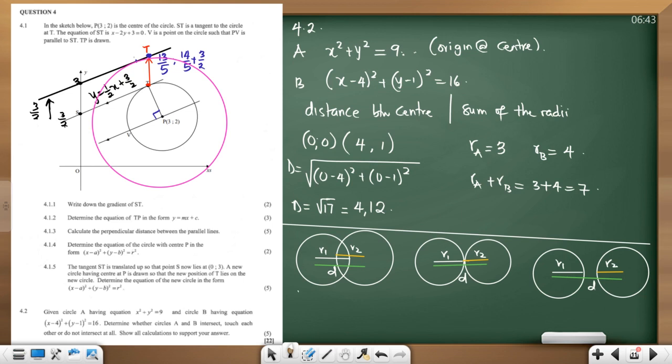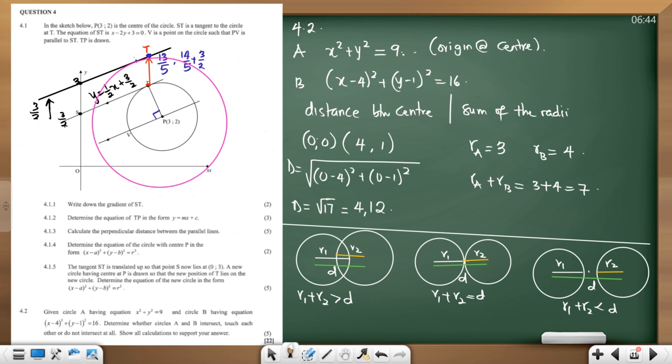You would see here that R1 plus R2 is greater than the distance because it's overlapping. R1 plus R2 is equal to the distance. R1 plus R2 is less than the distance. There's a gap here in the middle. So let's go compare. Which one is greater here?